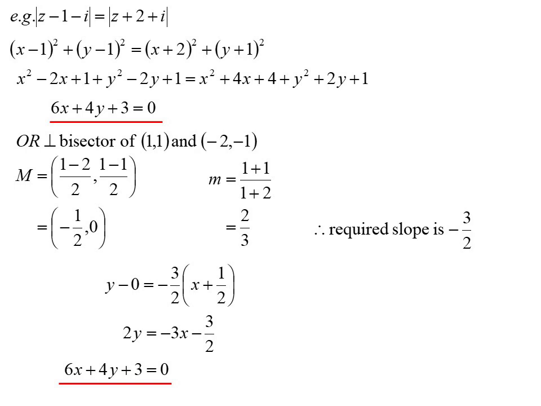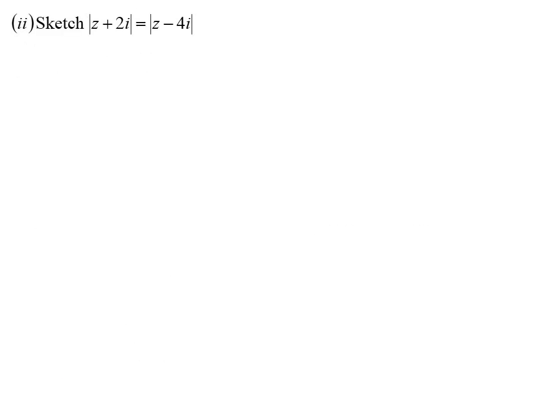There's still a little bit of work to do, but it gives us another way of thinking about things, which becomes useful when it gets to a question like this, because notice it doesn't say find the equation of this, it simply says sketch it, just draw it.